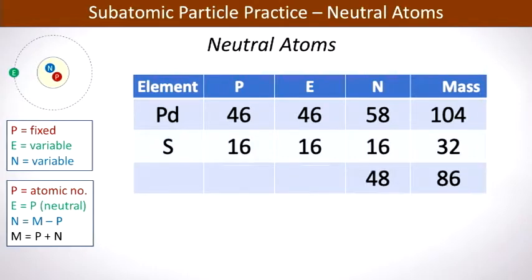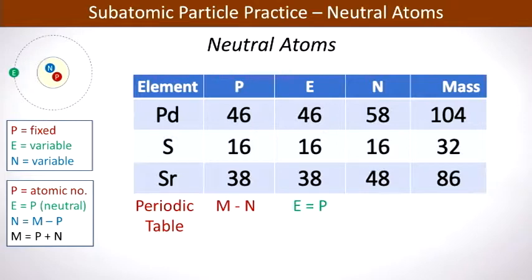Next, let's consider an element that has 48 neutrons and a mass number of 86. If we subtract the number of neutrons from the mass number, we obtain 38 for the number of protons. On the periodic table, 38 protons corresponds to Sr, strontium, as the element. Since this is a neutral atom, the number of protons equals the number of electrons, 38.